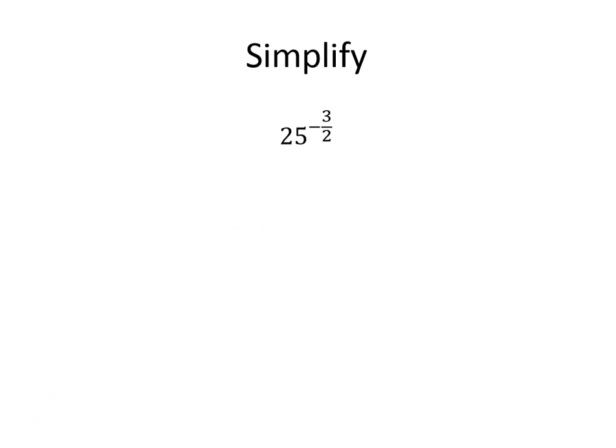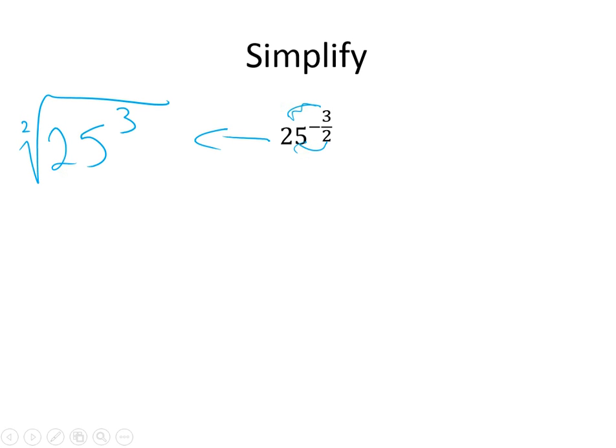All right, so simplifying this one. So the first thing we want to do is look, okay, we want to take this, which can be written as 25 cubed to the square root. Okay. We're going to start with that. We're not going to deal with the negative just yet. And so you can either square root it and then cube it, or you can cube it then square root it. Okay. In this case, let's take the square root first, and then we'll cube it.